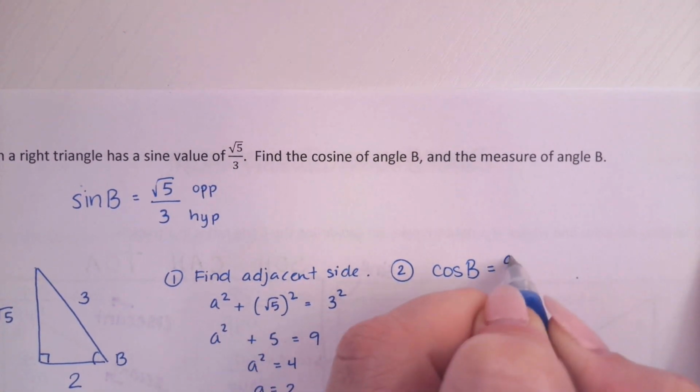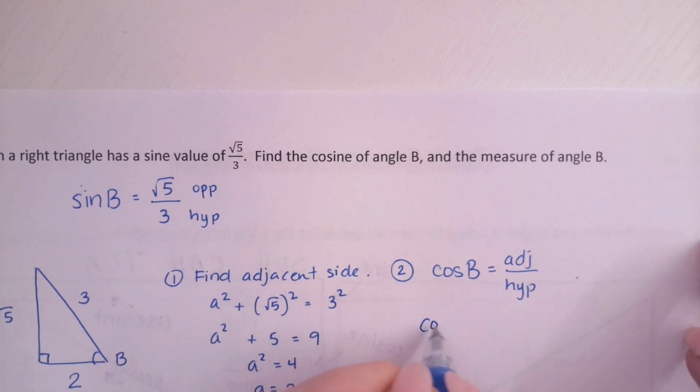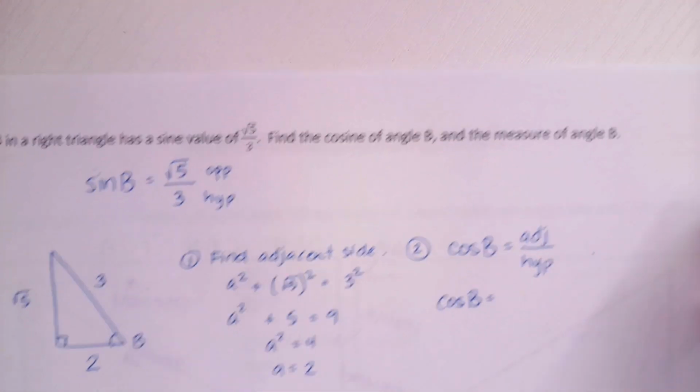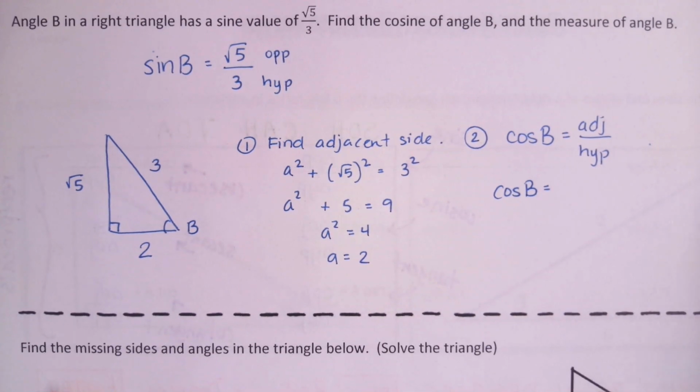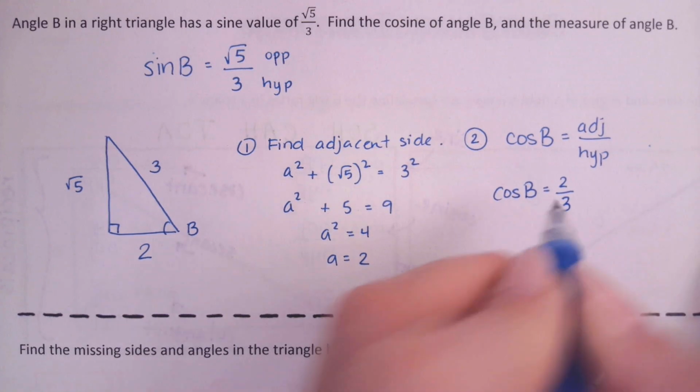Cosine of B will be its adjacent over hypotenuse. So for angle B, what's its adjacent side? It's 2. Over what's its hypotenuse? 3.